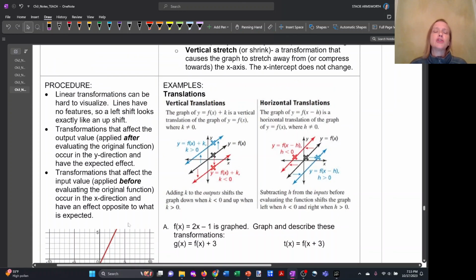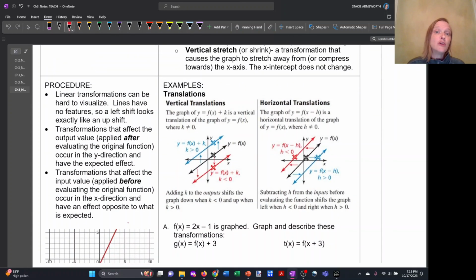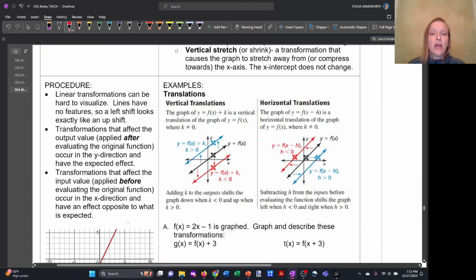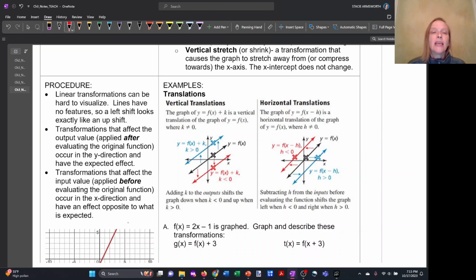Let's start with translations first. So here you can kind of visually see what's happening to my original black line here. The black line can be shifted up to create this blue line, or shifted down to create this red line. Now, linear transformations can be hard to visualize because lines have no unique features that you can track. So what I've done is I put an X on each of these lines so you can follow one point and see what happens to that one point as the translation occurs.